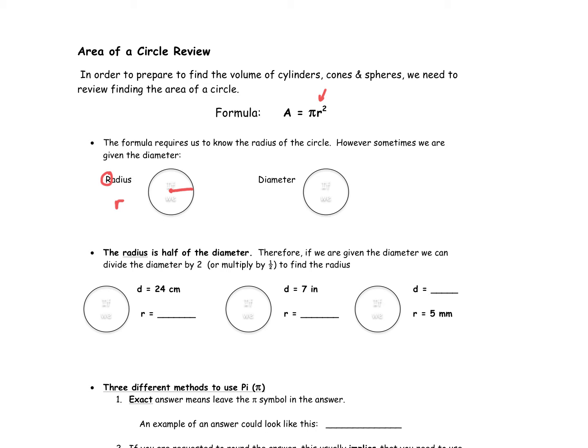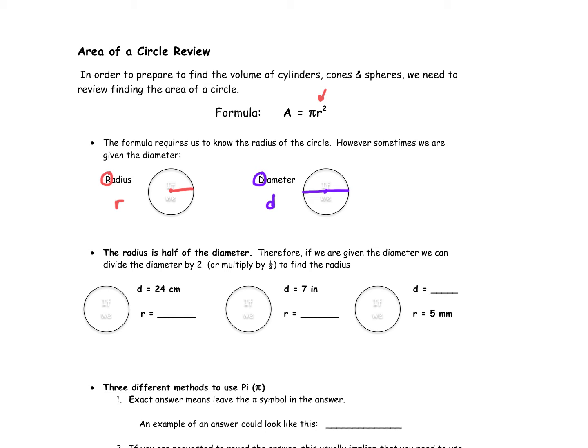Our next thing we have to know about is the diameter. The diameter is represented with a small case d, and it also passes through the center of the circle, but it touches one part of the outside of the circle, passes through the center and touches the other part of the outside of the circle. So both endpoints are on the circle.